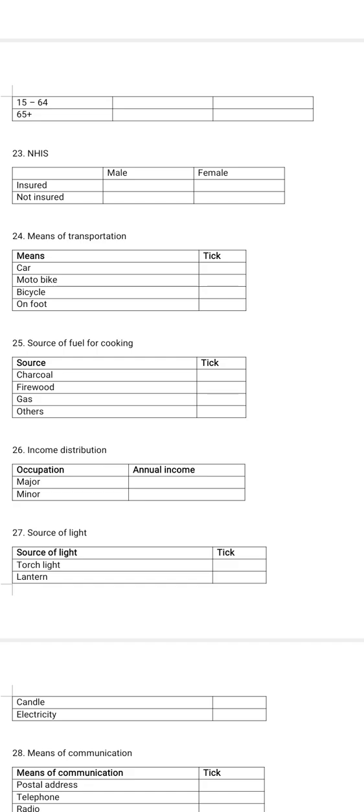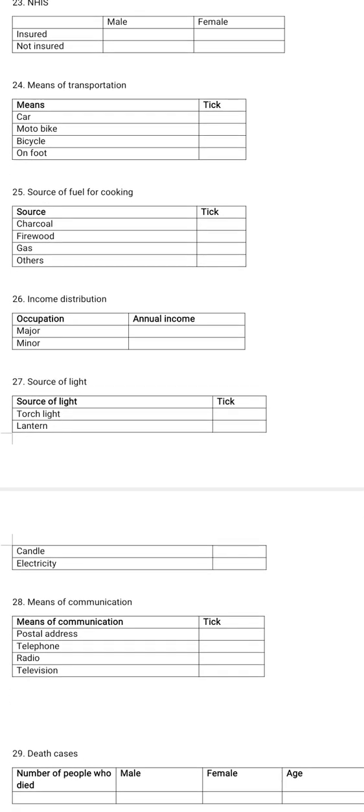Then the means of transportation. What means of transportation did they use? Is it car, motorbike, bicycle? Did they go by foot? Indicate all of them. If it is the yellow-yellow, indicate it, it's all together. The source of fuel: is it charcoal, is it firewood, is it gas? All of these you indicate to know the kind of material they are using in the house.